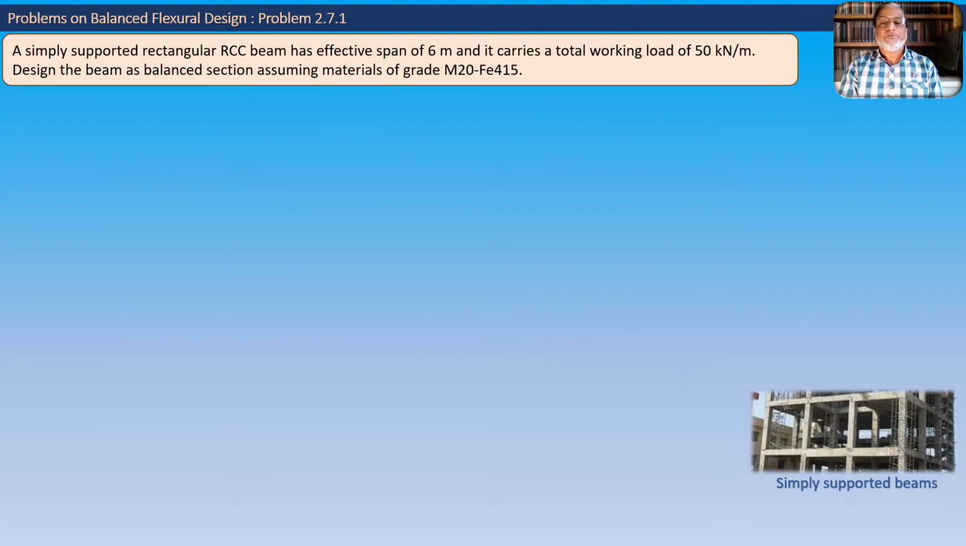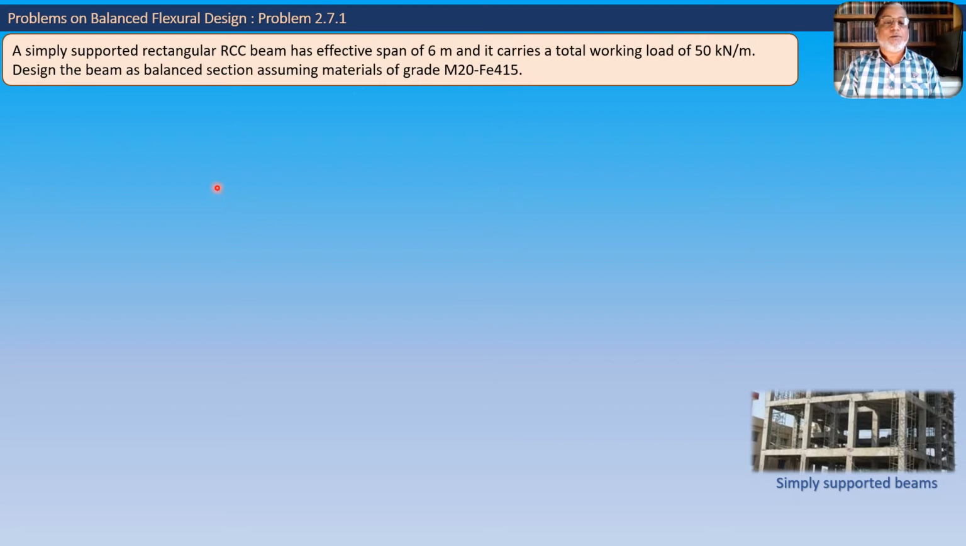So friends, with a brief review of types of problems, we now proceed to the problem on balanced flexural design. This is problem 2.7.1. Let us read the statement of the problem. A simply supported rectangular RCC beam has an effective span of 6 meters and it carries a total working load of 50 kilonewton per meter. Design the beam as a balanced section assuming materials of grade M20 Fe415.